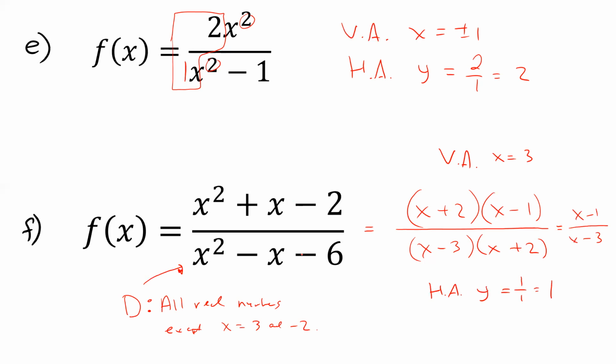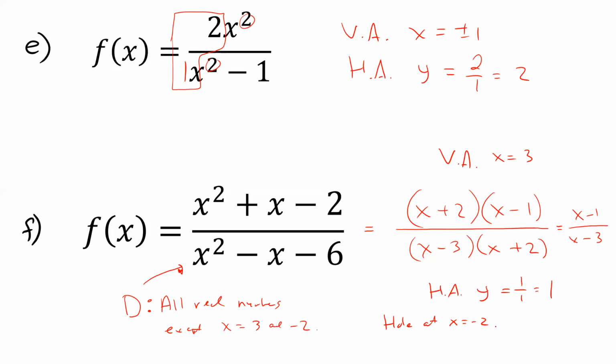Domain deals with the original problem. Vertical asymptotes deal with the reduced problem, or the one that has no factors yet. So pull out all the factors. Okay, and then the extra little piece, let's write it in here. We have a hole at x equals -2. We'll deal with that as we start graphing these.